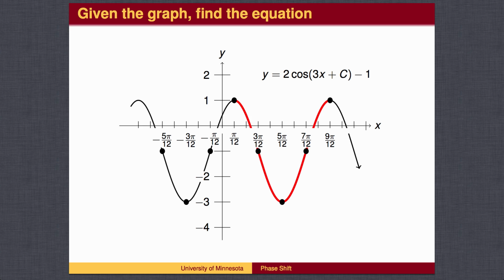B is determined by the period. One full wave begins at pi over 12 and ends at 9 pi over 12 for a wavelength of 8 pi over 12. 8 pi over 12 is 2 pi over b, so b is 3.